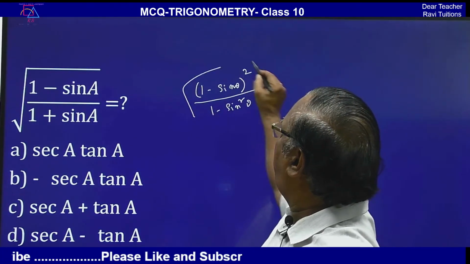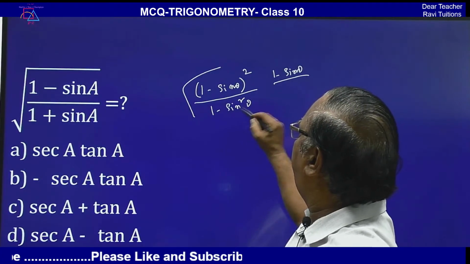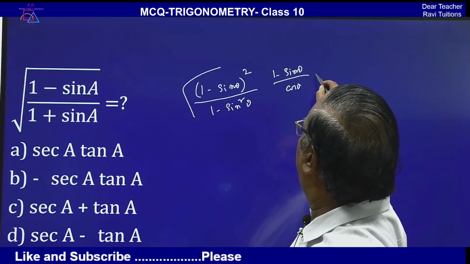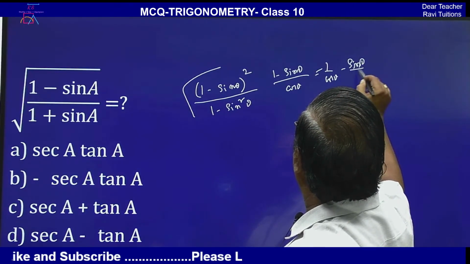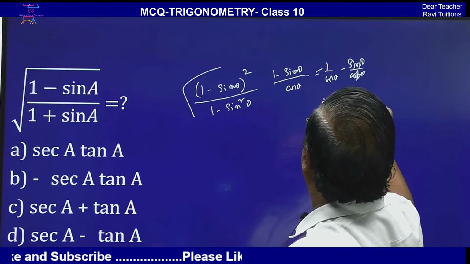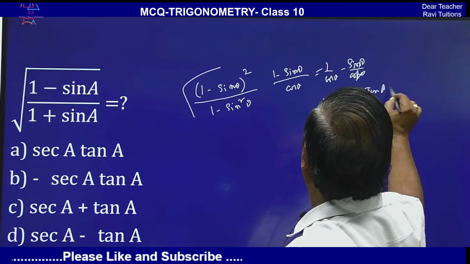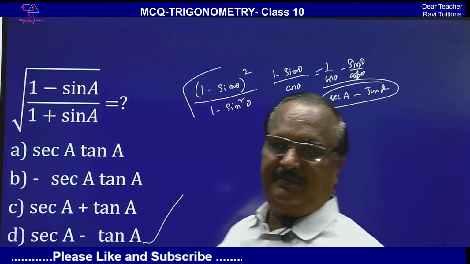So under root, 1 minus sin theta whole square by cos square theta, that is 1 minus sin theta by cos theta. So 1 by cos theta minus sin theta by cos theta. So this is secant A minus tan A. This is the answer. So secant A minus tan A.